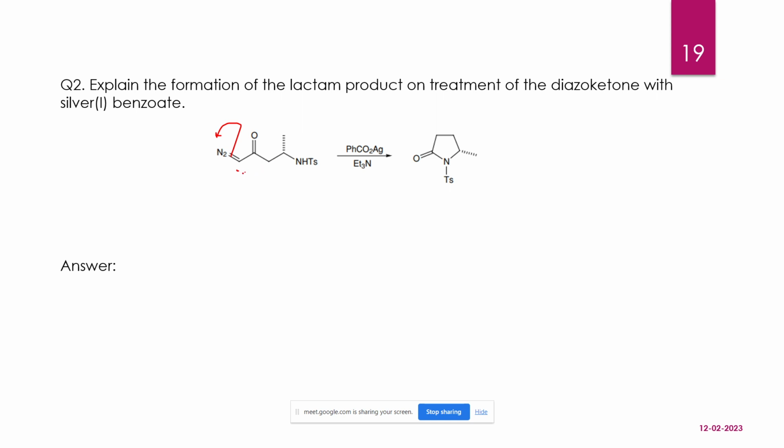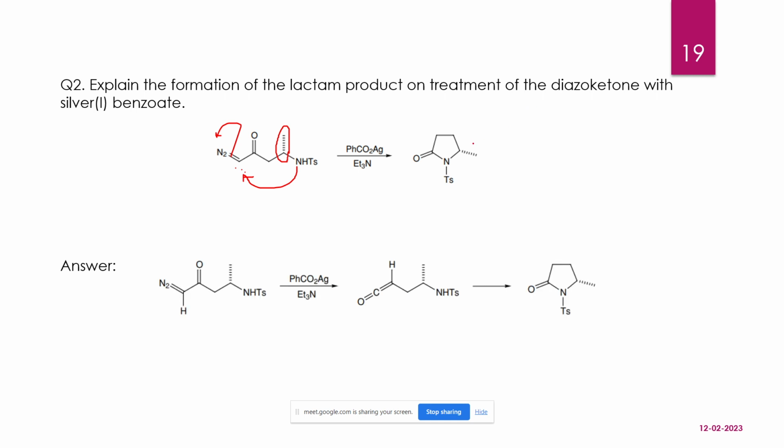So what will happen? This carbene will add to this NH bond. This will add to this carbene system, giving this type of moiety. See here, the stereochemistry of this center is unaffected because it is not involved in the reaction. So here this is the mechanism.